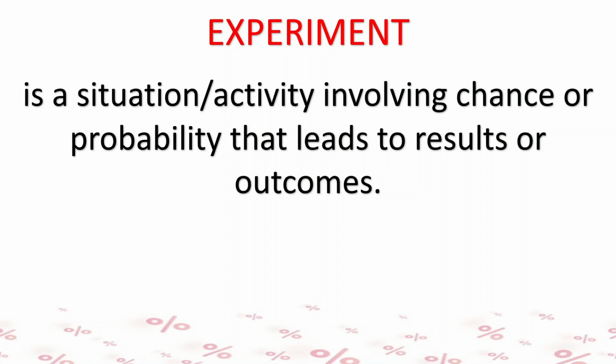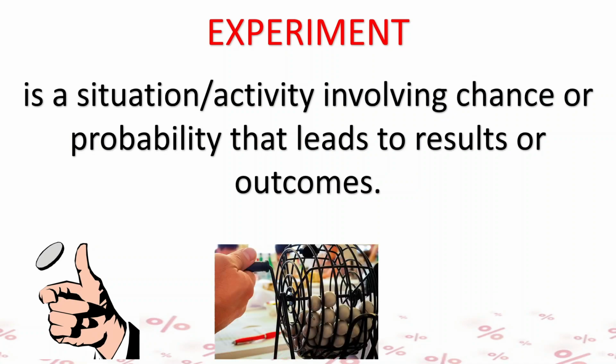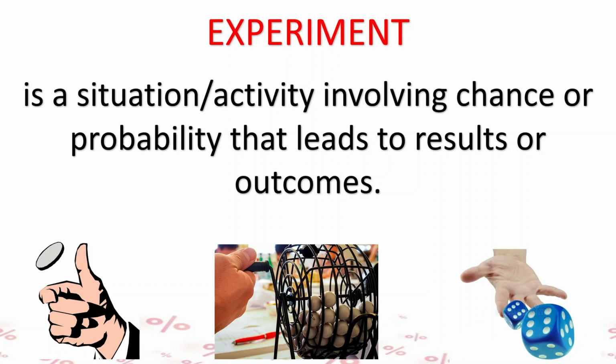Number one, experiment. An experiment is a situation or activity involving chance or probability that leads to results or outcomes. Just like in the previous slide, that includes tossing a coin, drawing a lottery, and rolling dice. We call these experiments because when we do this, we are not really sure. Is it going to give us heads or tails? Is it going to give us one, two, three on the lottery? Is it going to give us two and one, three and five on rolling two dice together? So we are really not sure what the outcome will be. So we call these experiments.